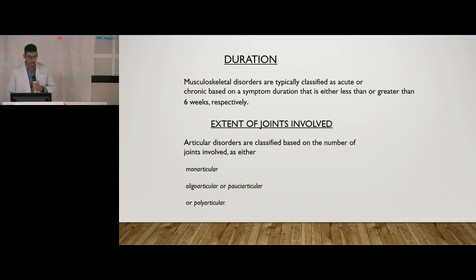of JIA or not. So oligoarticular means 2 to 3. Polyarticular means 2 to 4 actually. Okay, so 2 to 4, especially in the pediatric age group. In the polyarticular group, in adults it would be 4 and more. In pediatric it would be 5 and more.